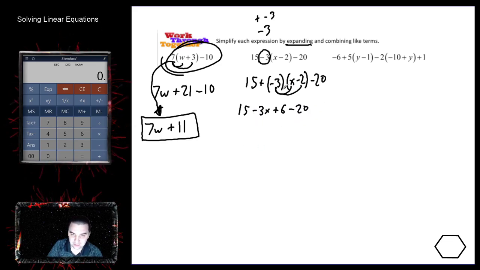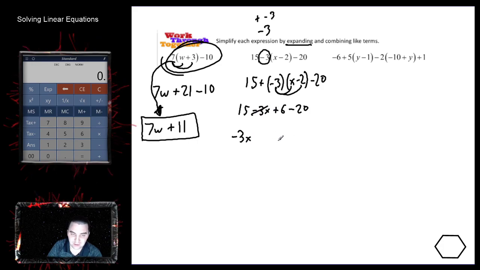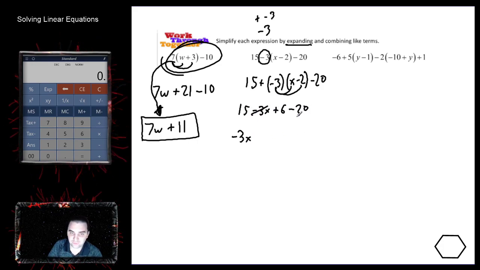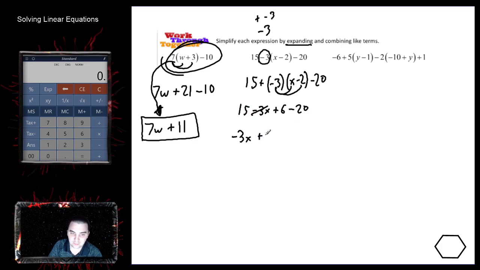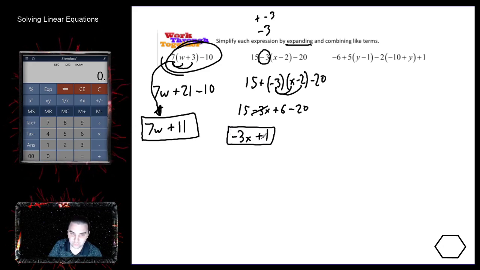Now I can look at combining all my terms. I have one x term here, so that's just that one alone, minus 3x. Then I have a bunch of constants. 16 plus 5 is 21. 21 minus 20 is just 1. So this is what I end up with. Minus 3x plus 1 looks a lot nicer than what I started with.